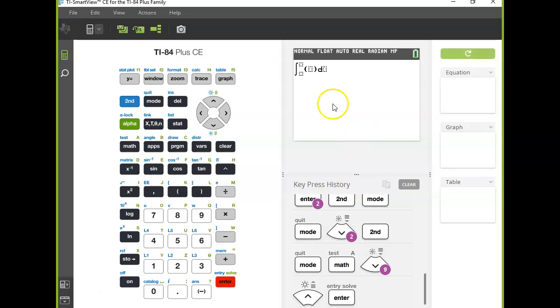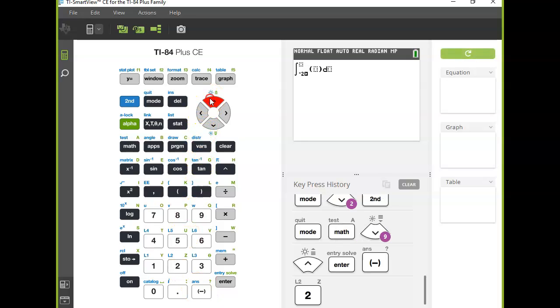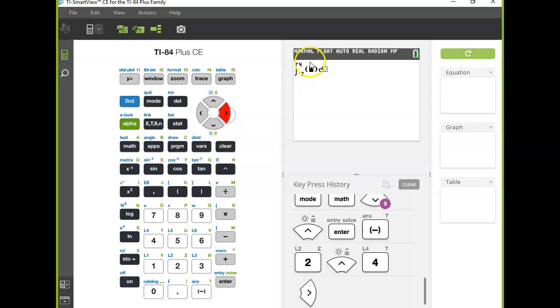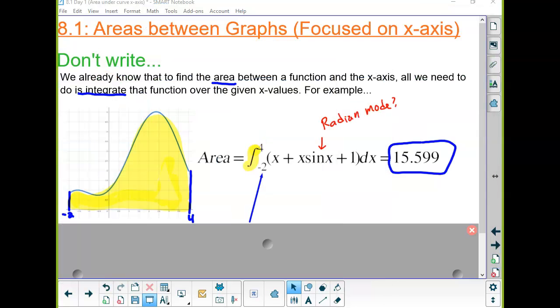But what we're going to do is type in the lower bound, -2, to the upper bound, which is 4. And then we're going to type in the equation, which I forgot. So I'm going to show you guys a screen. Why don't you go ahead and type that in.